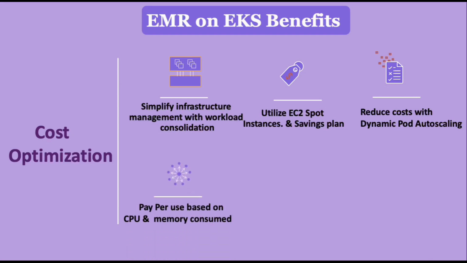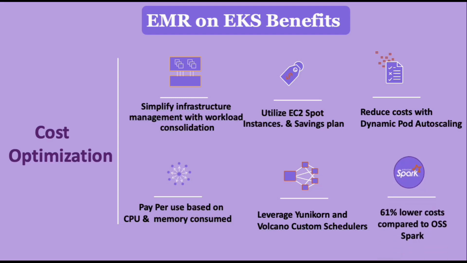Then the way EMR on EKS is priced is basically pay for use, based upon the CPU and the memory. For a given 1 vCPU and 1 GB, a certain amount is charged. So it's only based upon the usage. That way it is beneficial for customers to run their workloads. And customers can also leverage custom batch schedulers like Unicorn or Volcano for specific job requirements. This will also optimize the cost.